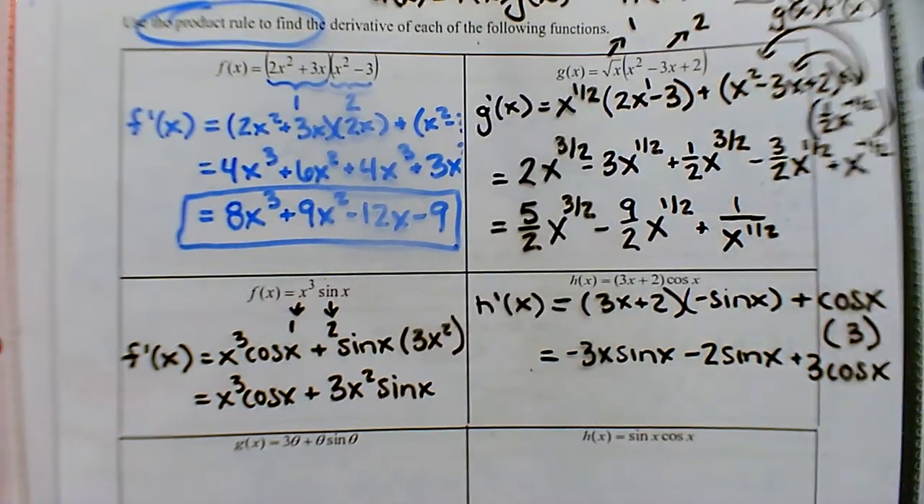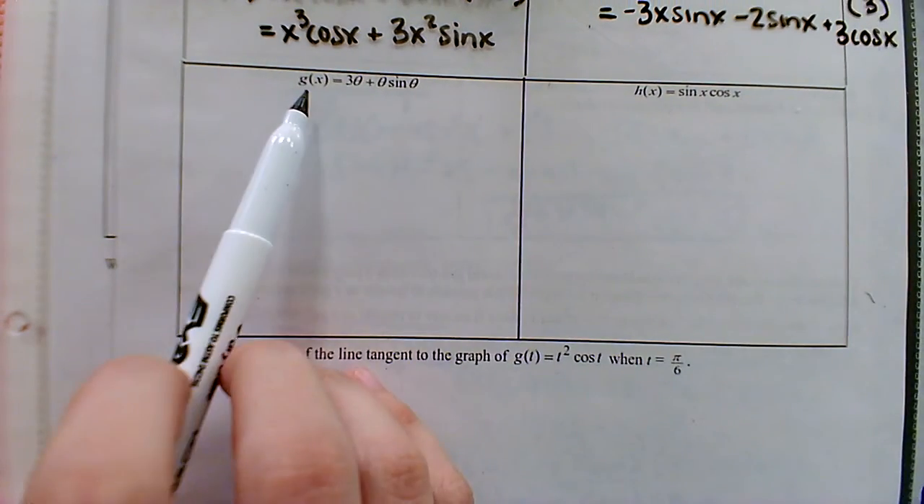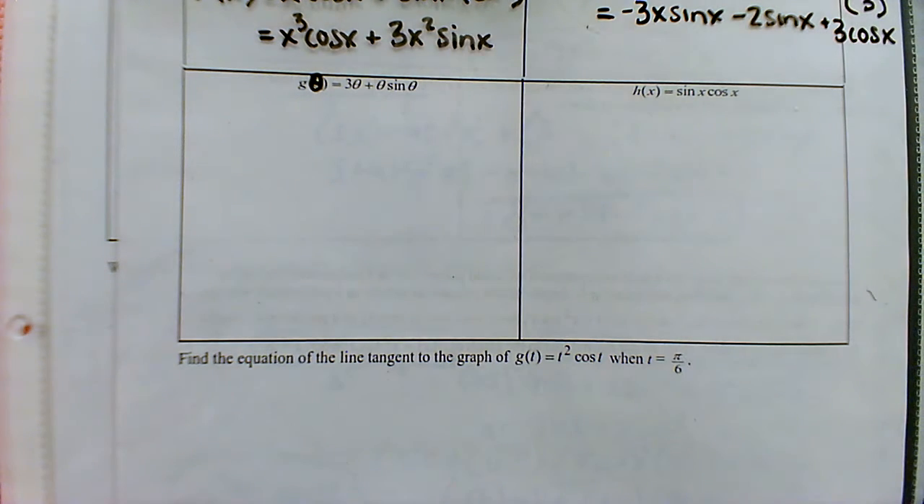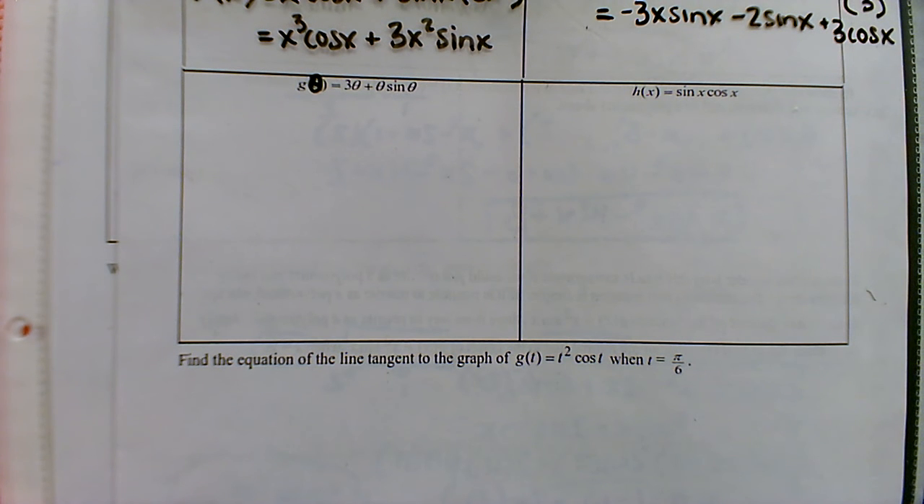Do you guys want to try the last two on your own? Give them a shot. Okay, for the g of x, actually, this should be theta. All the variables should be the same. But if you don't like those thetas in there, you can think of them as x's. So if you want to write x over those thetas, maybe that would make a little bit more sense to you.